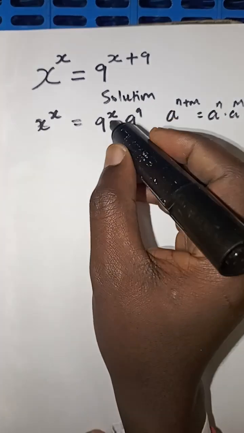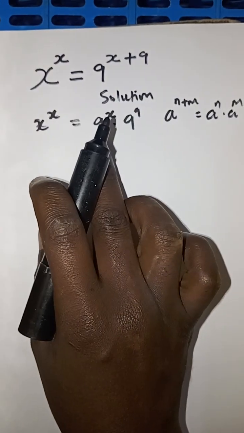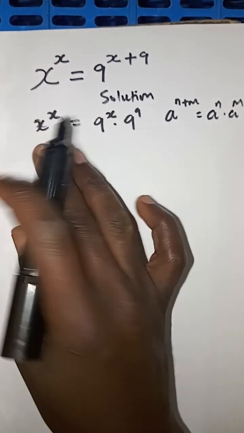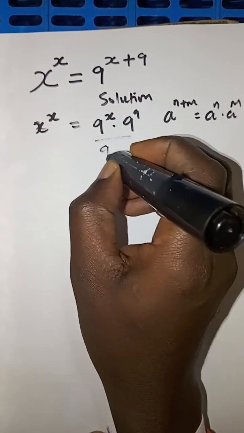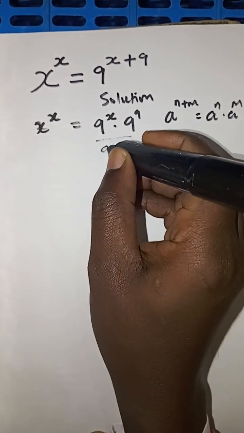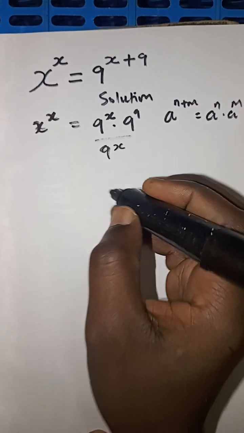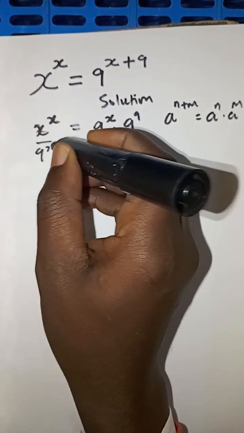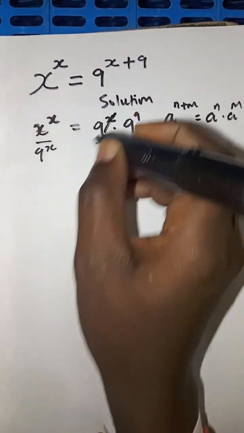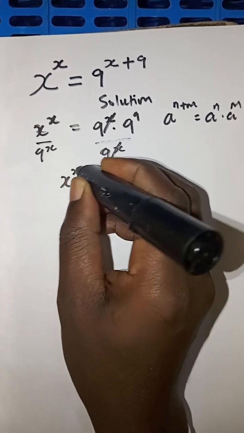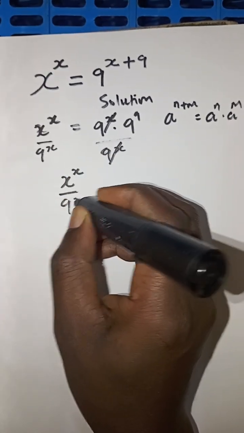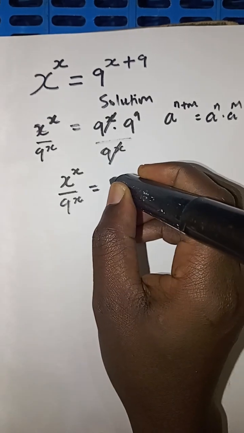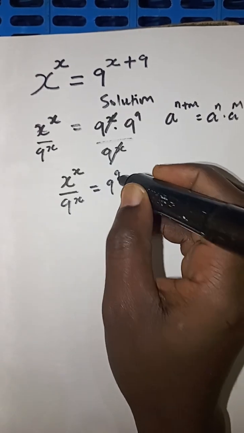Next step, I'm going to collect the powers x together. So I'm going to divide all these by 9 raised to power x, so that I end up with x to the power x divided by 9 to the power x should be equal to 9 to the power 9.